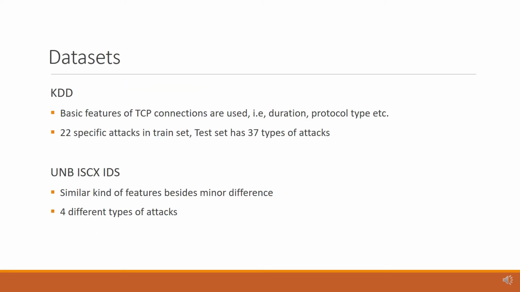So we have two datasets, one is KDD and another one is UNB ISCX IDS. Both datasets are created based on attacks on TCP connections. So the features can be duration, protocol type, etc. In the trained set of KDD, there are 22 specific attacks, and in the test set, there are 37 of them. So we can see that in the test set, there are some attacks which are unknown in the trained set. The second dataset, UNB ISCX IDS, has only 4 different types of attacks.